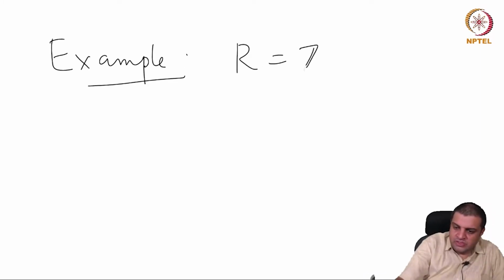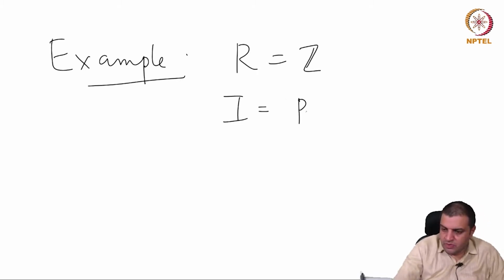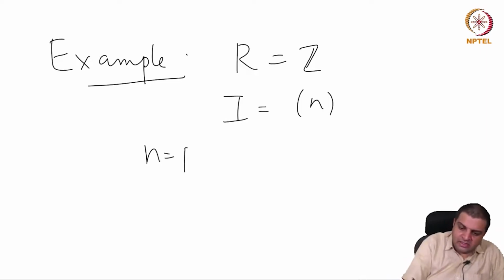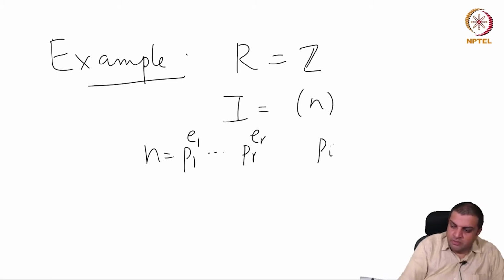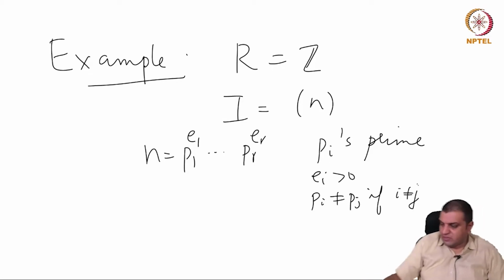If you take R to be Z and I to be some prime ideals, let's say, I to be generated by some n, since every ideal is principal, where n is some P1 to the E1 up to PR to the ER, where the Pi are prime, so let's say the Ei are positive, and Pi is different from Pj if i is different from j. Okay, so we have this.